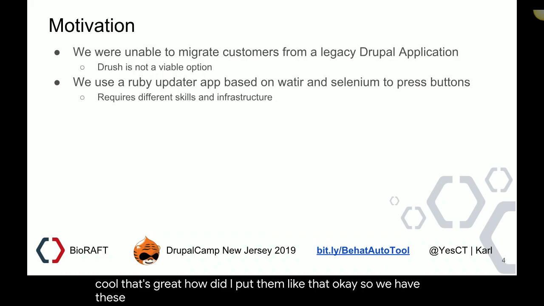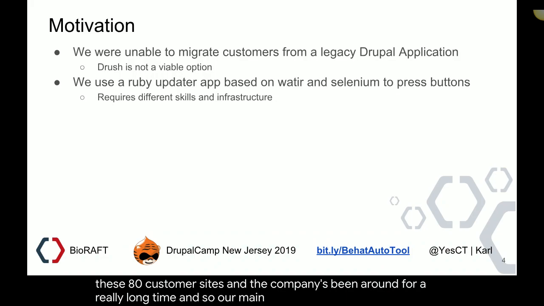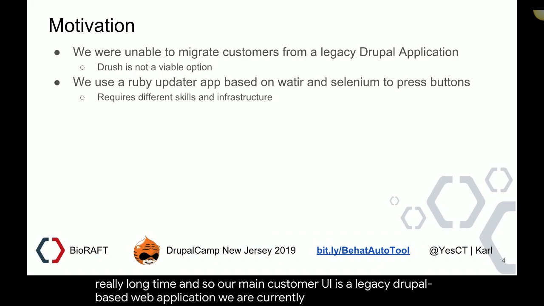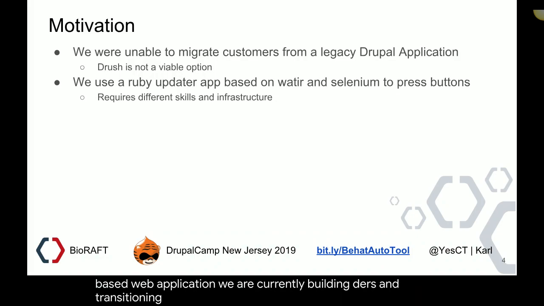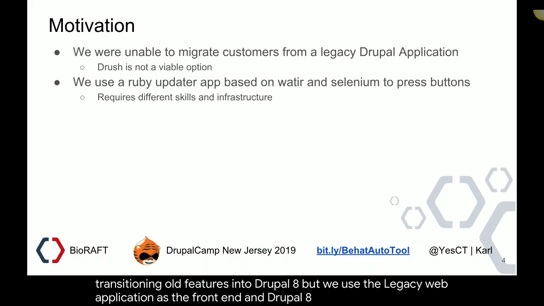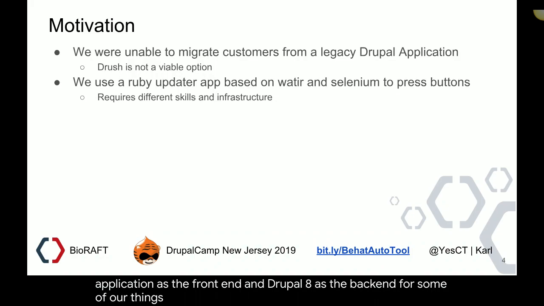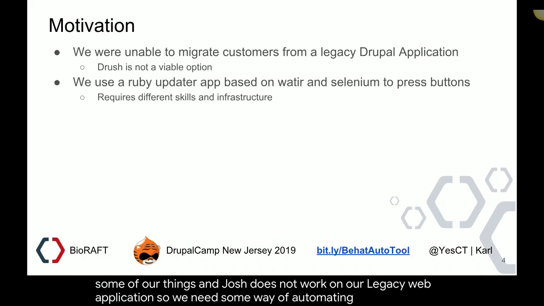Okay, so we have these 80 customer sites, and the company's been around for a really long time, and so our main customer UI is a legacy Drupal-based web application. We are currently building new features and transitioning old features into Drupal 8, but we use the legacy web application as the front end and Drupal 8 as the back end for some of our things. And Drush does not work on our legacy web application, so we need some way of automating tasks.